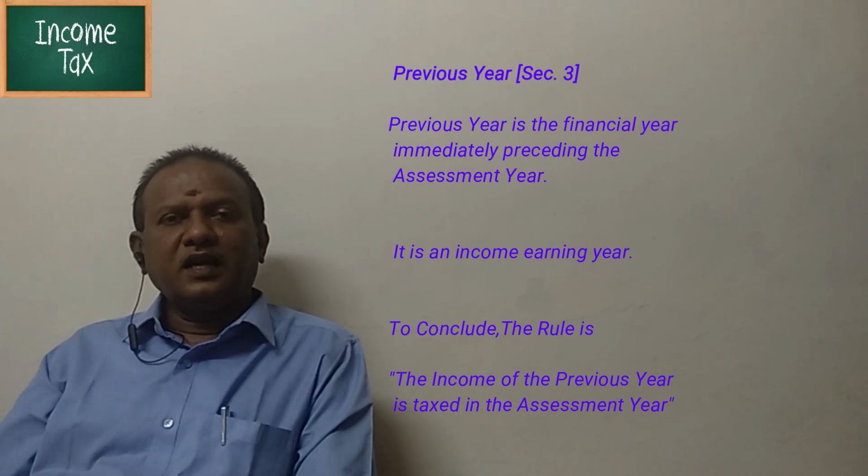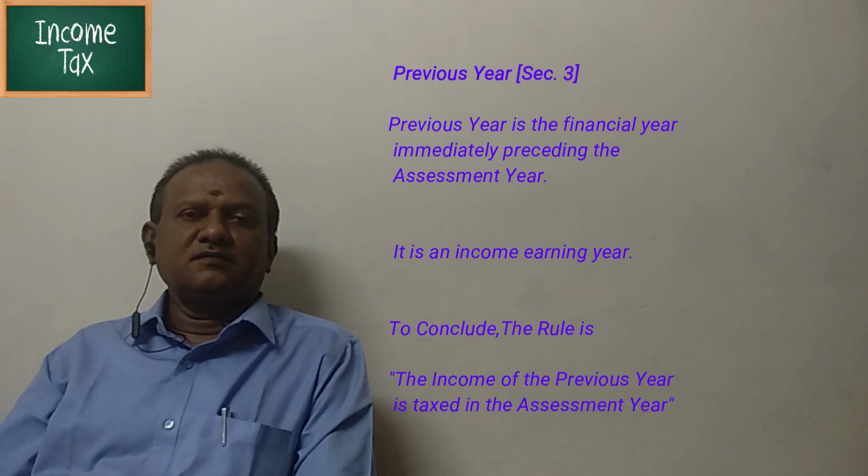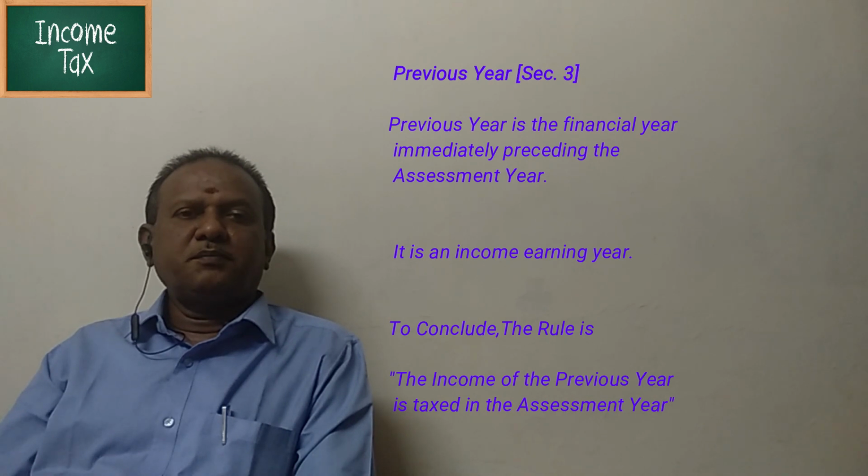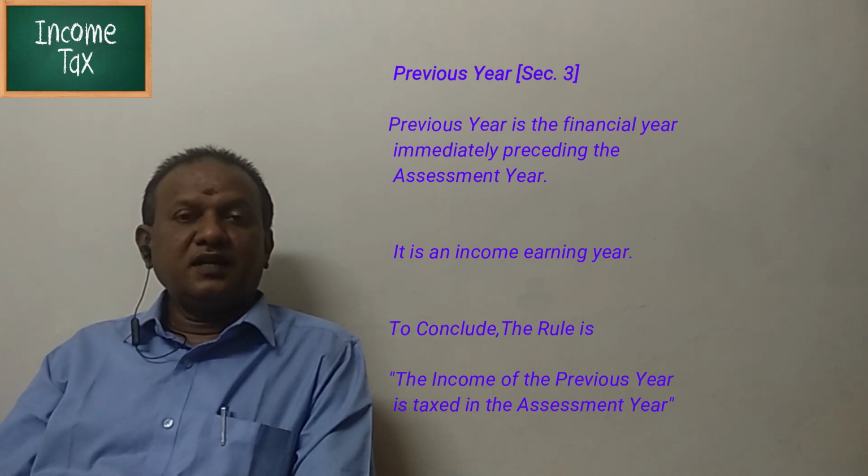So it is an income earning year. Section 3 of the Income Tax Act defines this previous year. So we study what is the assessment year and what is the previous year. The assessment year means a period of 12 months starting from 1st April and ending on 31st March of the next year. The previous year is a financial year immediately preceding the assessment year.